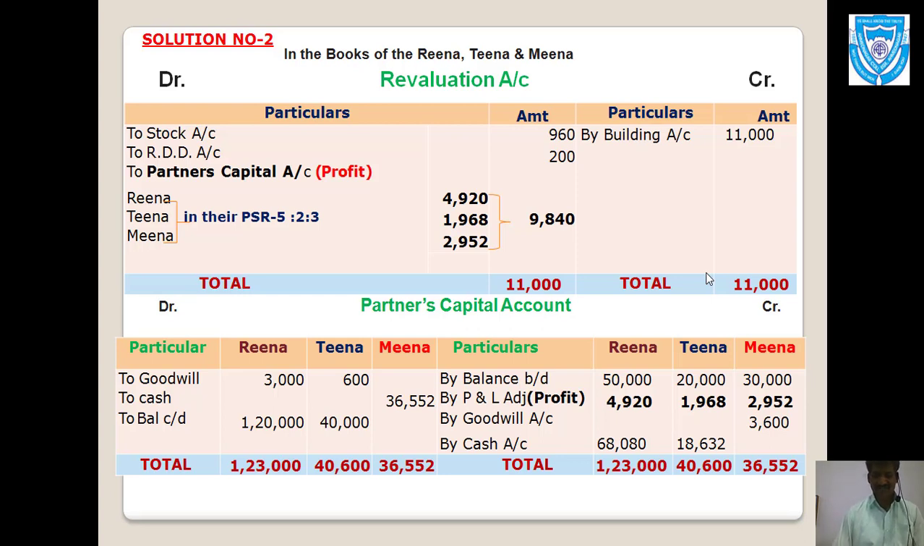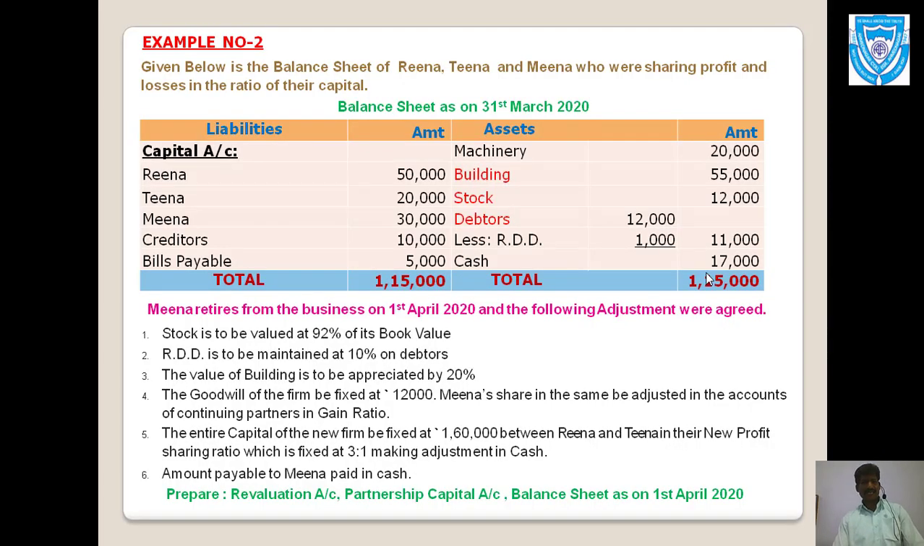Okay, so let us start friends with example number 2. You can take any side first. So I just take liability side, capital accounts, Reena, Tina and Meena. Their capital balances are given. First, let us see their profit sharing ratio. What will be their profit sharing ratio?